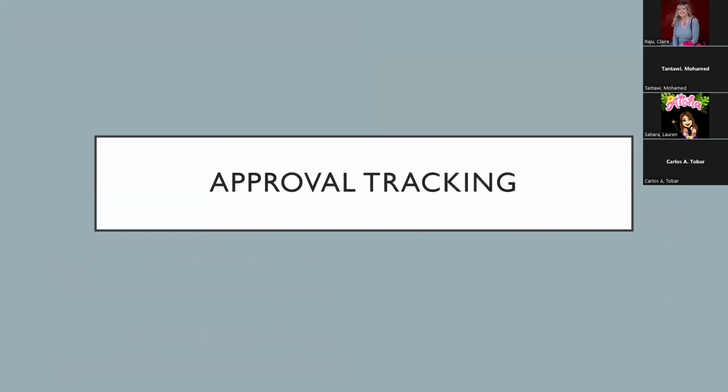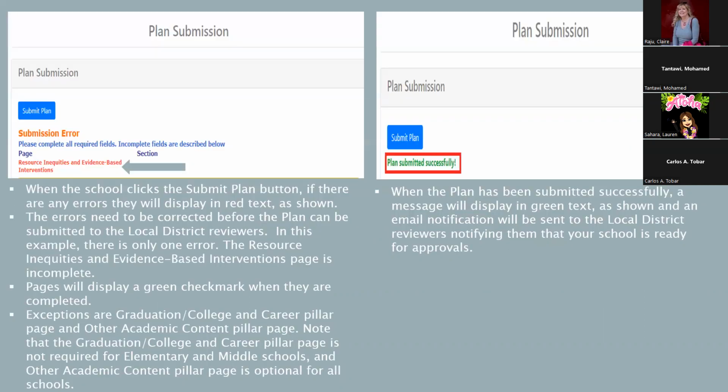When the plan has been successfully submitted, you'll see a green message, Plan Submitted Successfully, and an email notification will be sent to the local district reviewers to notify them that your school is ready for their approvals.